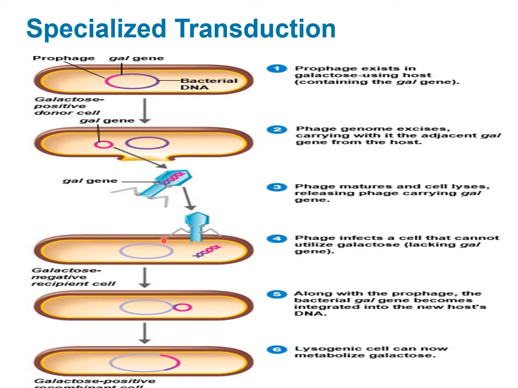Now, if this cell enters into the lysogenic cycle, what happens is the phage DNA integrates itself with the host's DNA. And now you have a prophage.